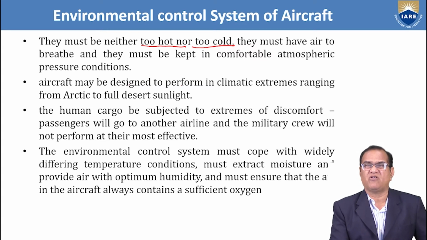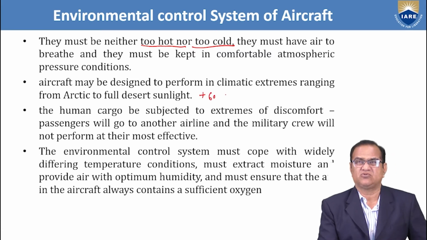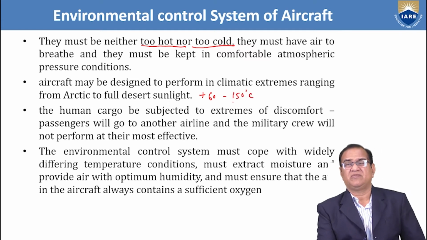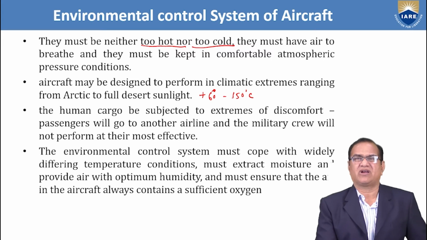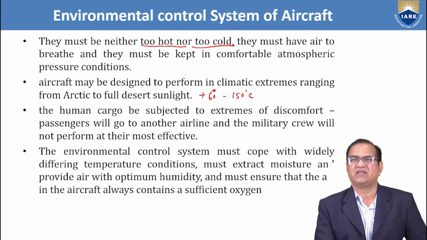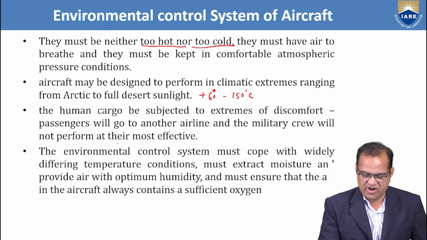Aircraft may be designed to perform in climatic extremes ranging from Arctic to full desert sunlight. So your aircraft should be designed for plus 60 to minus 150 degrees centigrade, meaning it should be able to fly in hot deserts and cold places like Antarctica. Otherwise the human cargo is subjected to extreme discomfort, passengers will go to another airline, and the military crew will not perform at their most effective.